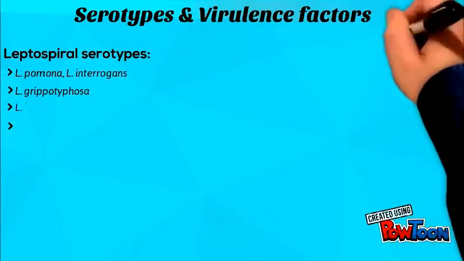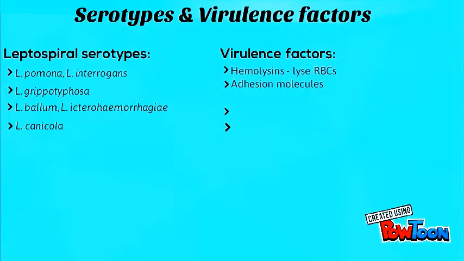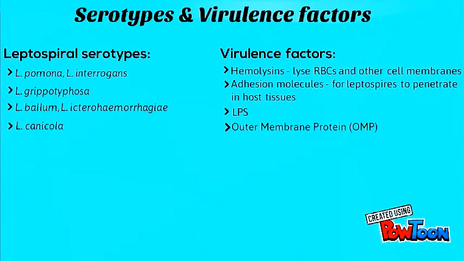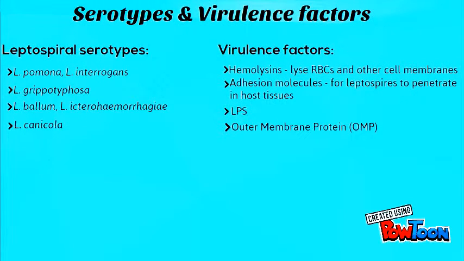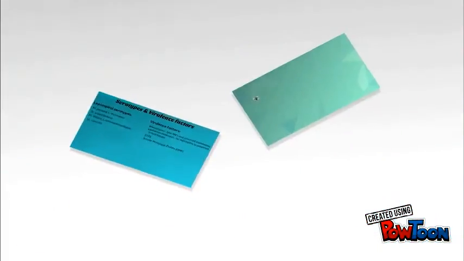Most of the serotypes have the same pathogenic mechanism, and they are associated with particular animals. For example, L. pomona and L. interrogans are seen in cattle and pigs, while L. canicola is associated with dogs. Several candidate virulence factors have been identified that might contribute to the pathogenesis of Leptospira infection. One of the virulence factors is hemolysins, which lyse red blood cells and other membranes. Another one is adhesion molecules, which help Leptospira to attach to host cells in order to penetrate, disseminate, and persist in mammalian host tissues. Other virulence factors also include lipopolysaccharide and outer membrane protein.